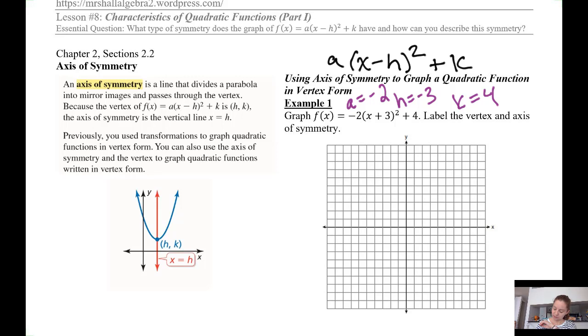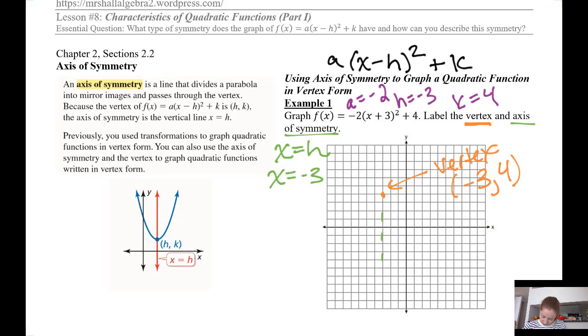So the vertex is (h, k), which is (-3, 4). Going to -3, then 1, 2, 3, 4. Okay, so there is my vertex, which is (-3, 4). My axis of symmetry is x = h, or x = -3, right? Because h is -3. And I will sketch it. This is my axis of symmetry, my AOS, x = -3. Okay, so the parabola is going to fold around that line.